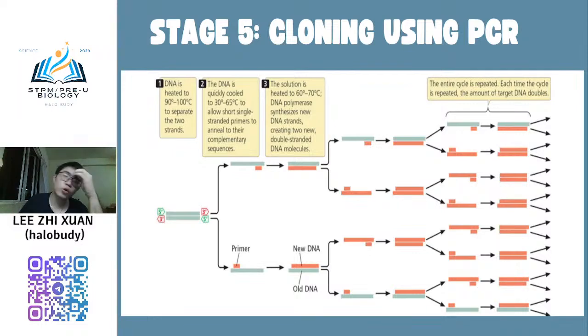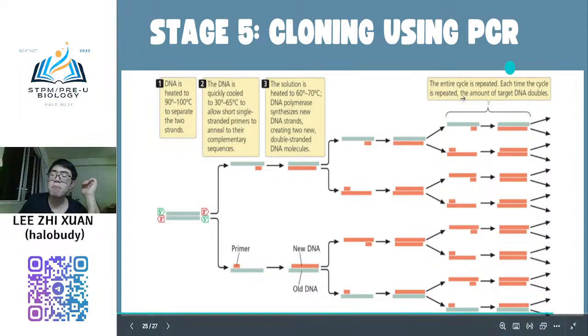Another method is the modern method, using the polymerase chain reaction. The polymerase chain reaction normally uses the amplification method. So normally if you know that you already have the gene of interest, you can isolate the DNA and then replicate it more and more like this.